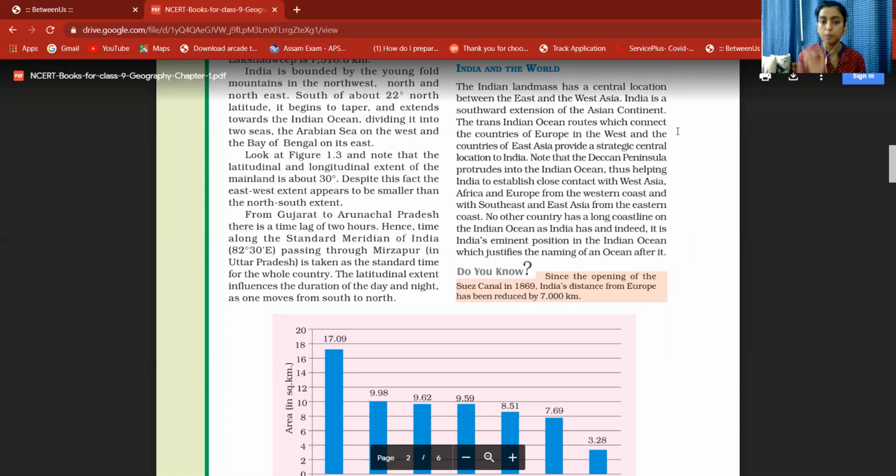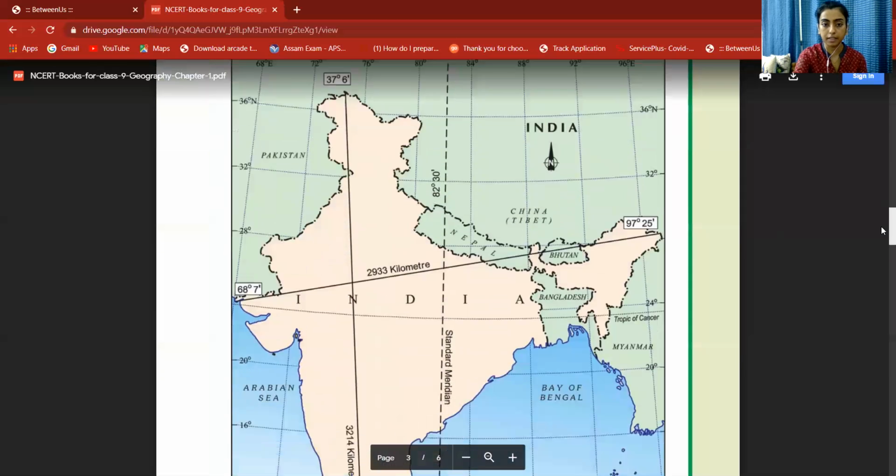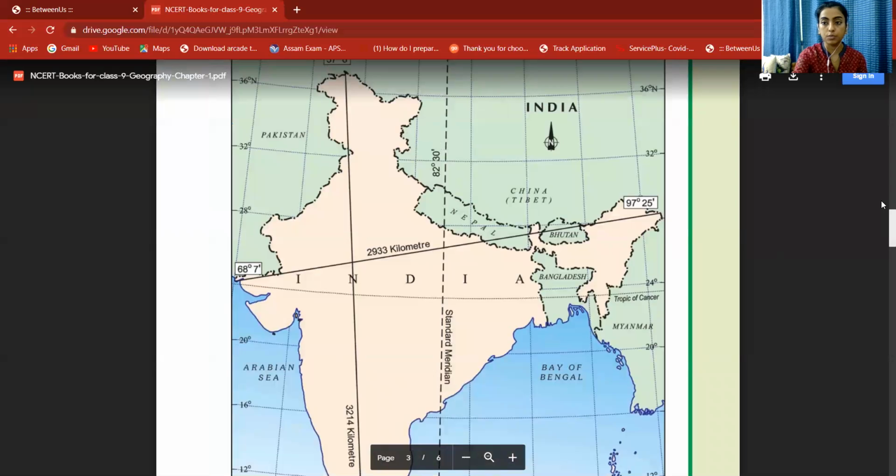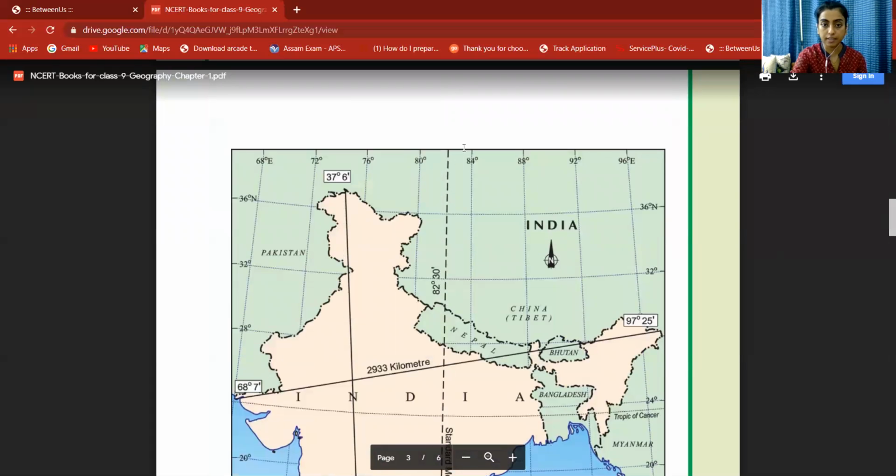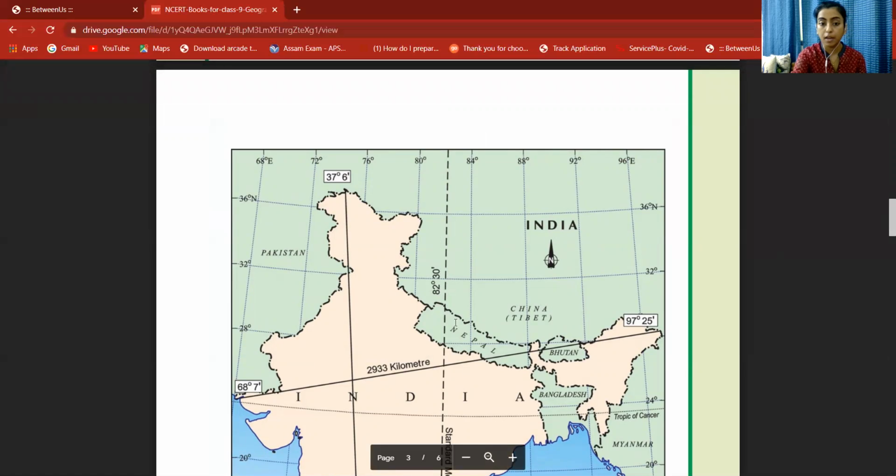Thus for that purpose, to calculate a common timing, one single meridian is chosen, which is considered the standard meridian of India, and it is 82 degree 30 minute east. This one, 82 degree 30 minute east, is used to calculate time. And why is this the standard meridian and how is it chosen?